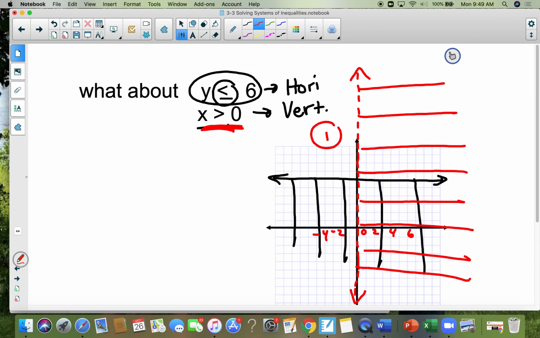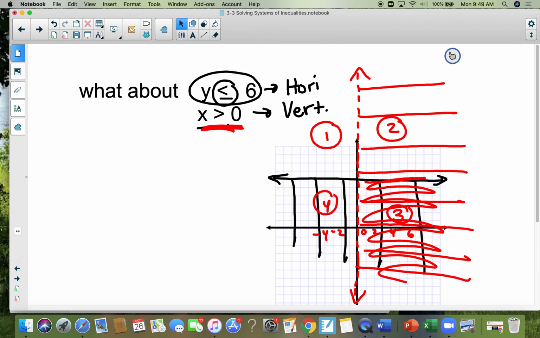Again, zone 1 has nothing, zone 2 has red, zone 3 has red and black, and zone 4 only has black. So you want to shade down here. And that's all you're doing for 3.3.